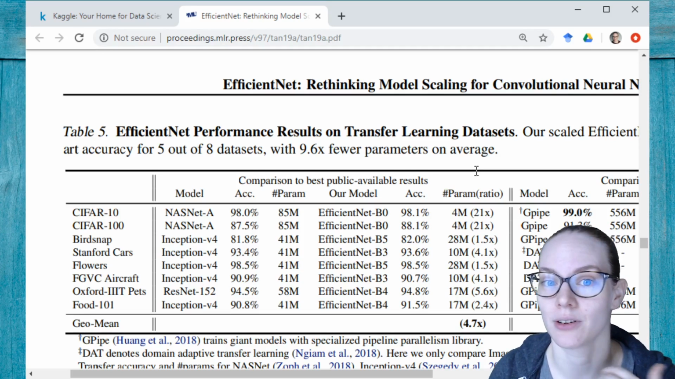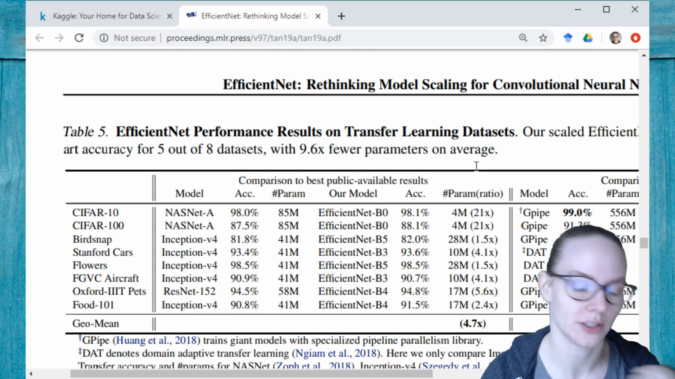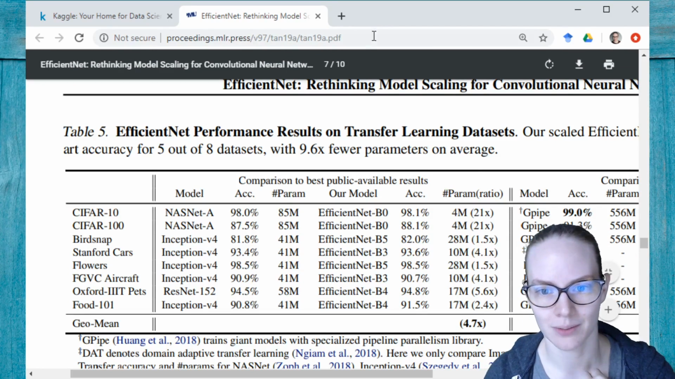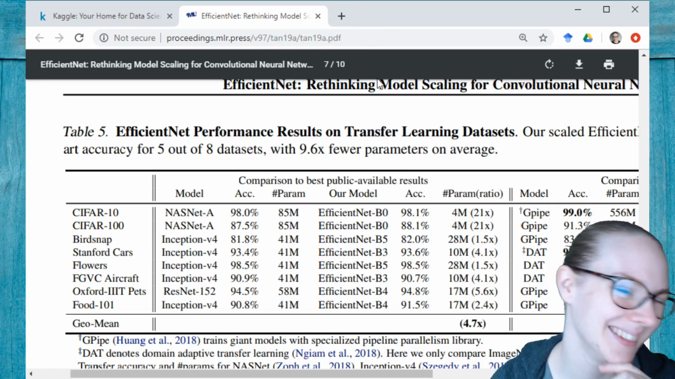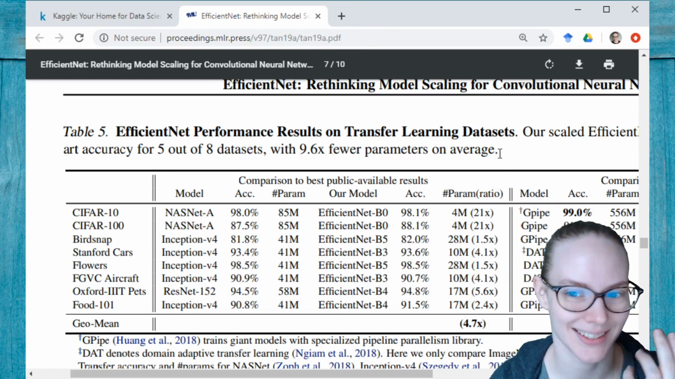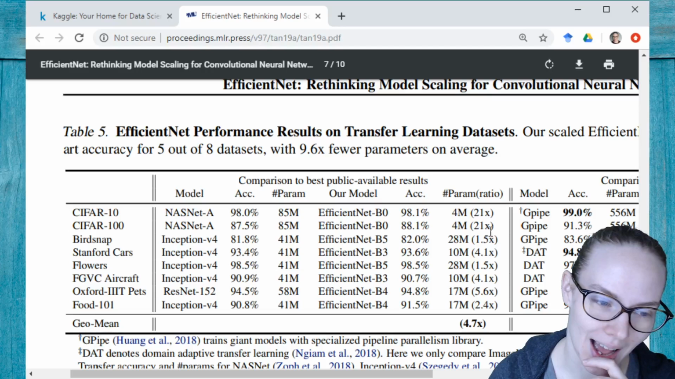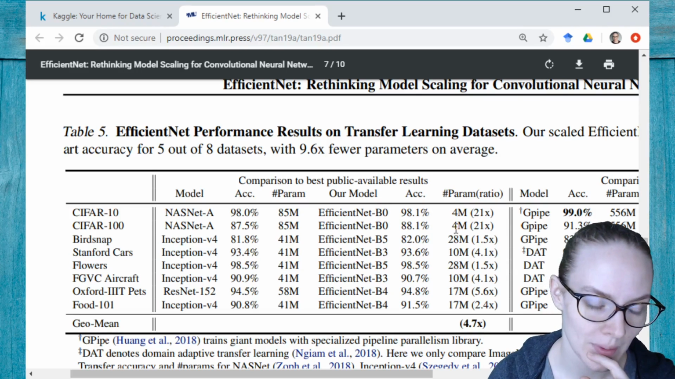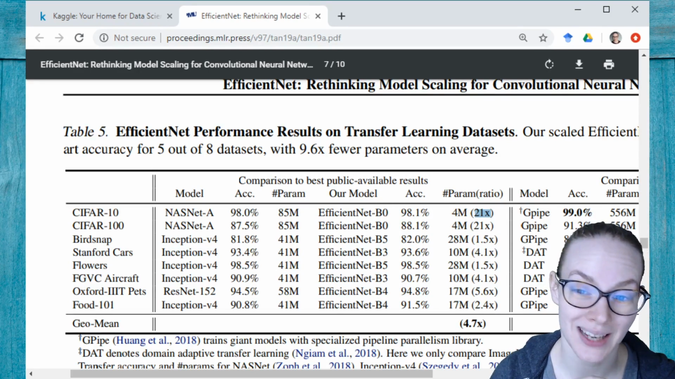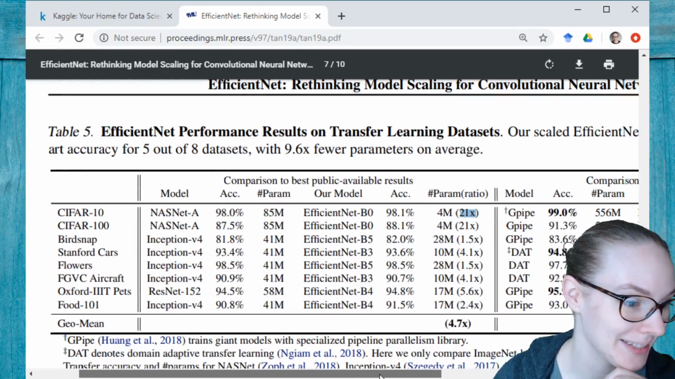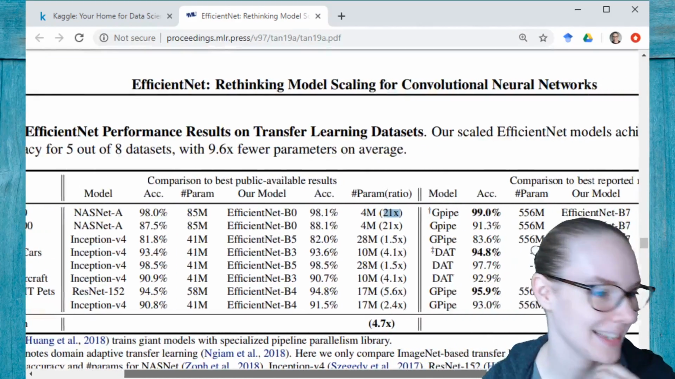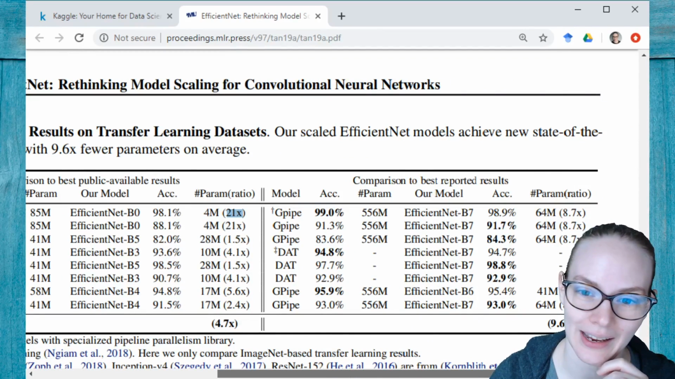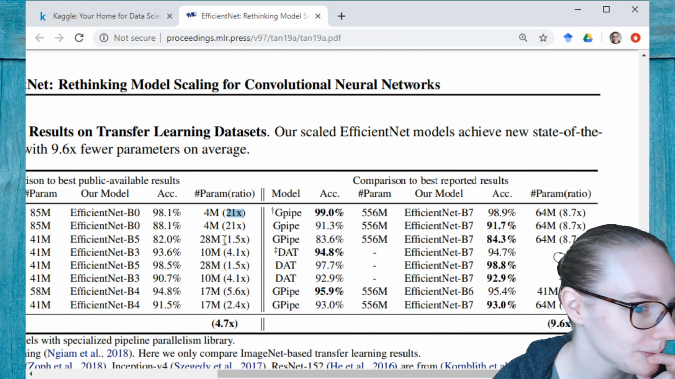And it makes the model a little smaller, it's easier to serve, it's easier to store, smaller, gooder, more efficient, hence the title, EfficientNet. And it looks like here, so for CIFAR 10, B0, which is the smallest model, achieved state-of-the-art with 21 times fewer parameters. So that's fantastic. Sounds like a real improvement.